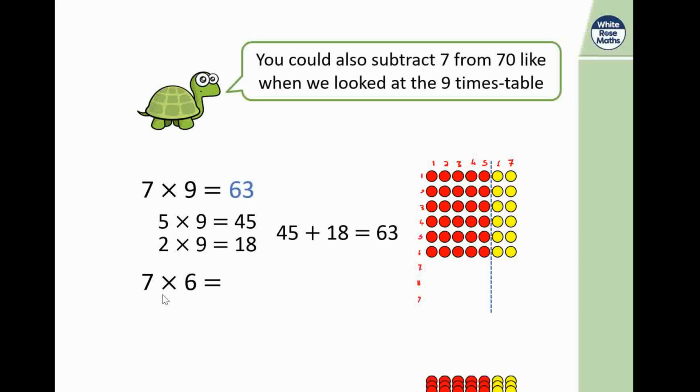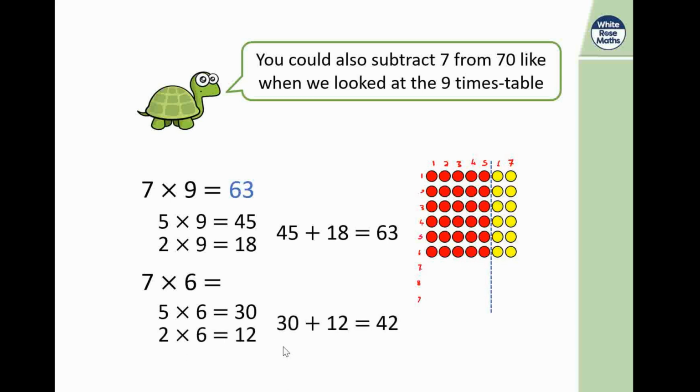Okay, now 7 times 9. So we just do 7 times 6, beg your pardon, it just goes up to 6 this time. 5 times 6 equals 30. 2 times 6 equals 12, that's the yellow ones. 30 plus 12 equals 42, and we have our answer.